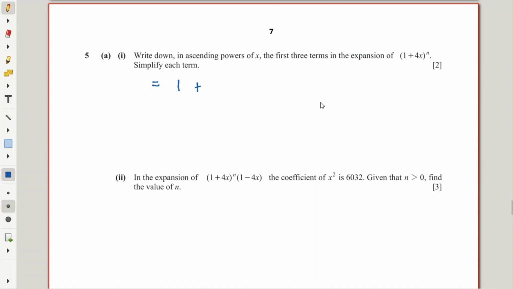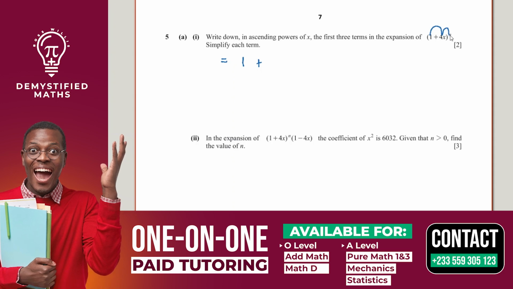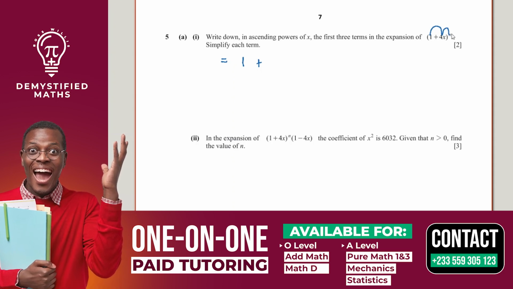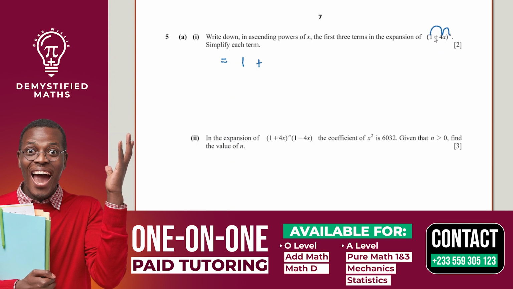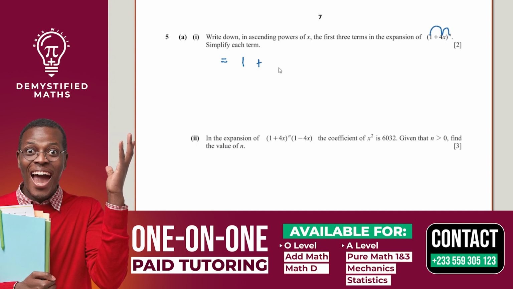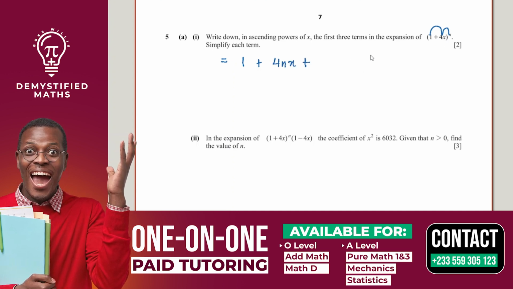Now the second term you can just multiply this by this. Remember how we do quadratics? We expand a binomial with the power 2. You just multiply the first term by the second term by the power. So the second term is always the multiplication of the two terms and the power. So this will give you 4nx.